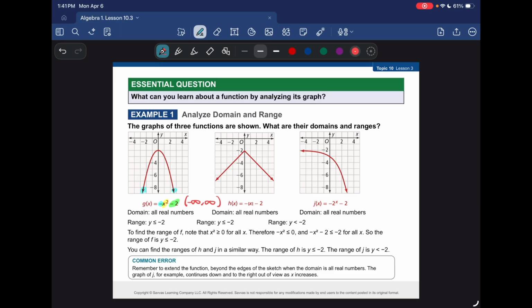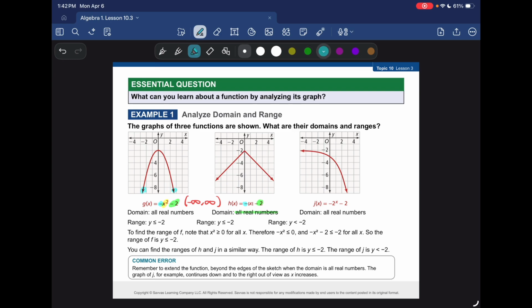Okay, look at h of x. It is also downward facing. We can see that we have that negative outside of the first term. It is also shifted down 2 units, and this is an absolute value function. So again, the domain is all real numbers. All the possible input values go forever to the left and forever to the right. And the range is going to start at -2, and since it's reflected, it's going to be everything less than or equal to -2.